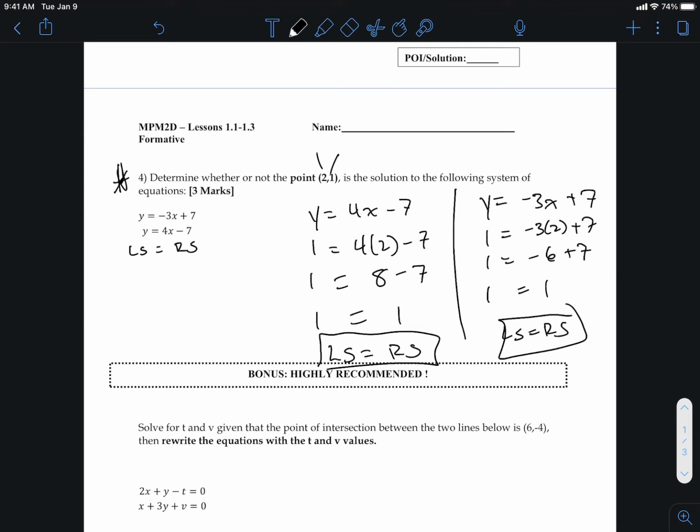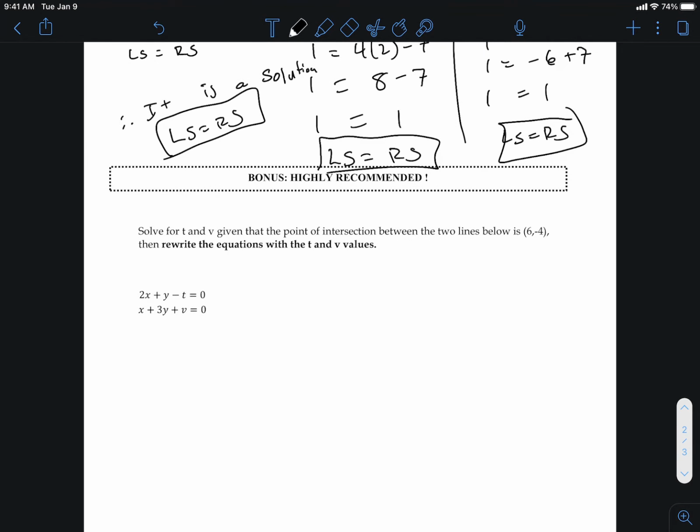If we say check, determine, check your solution, you want to say, therefore, it is left side equals right side. Is everybody okay? You guys did the same thing on the bottom. You took my word for the fact that this was the solution, and you plugged it in for x and y. Then you just solve for t and v.